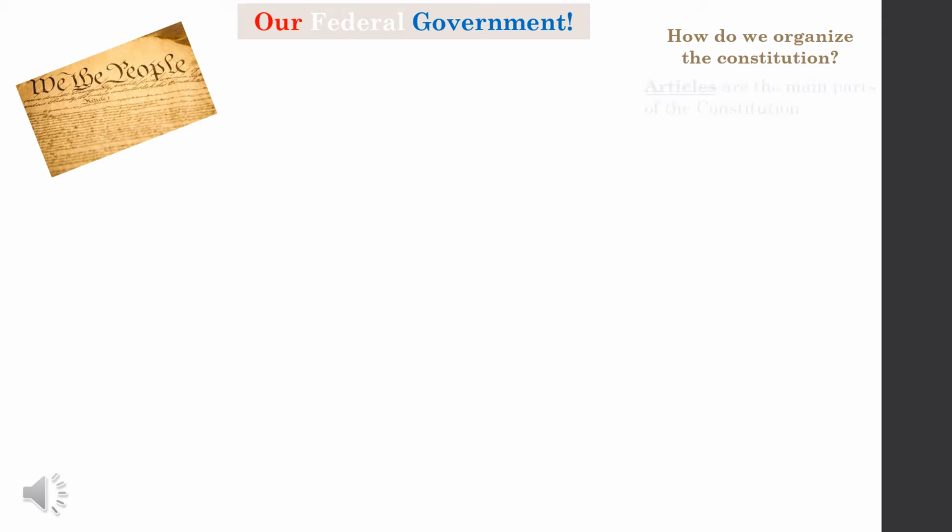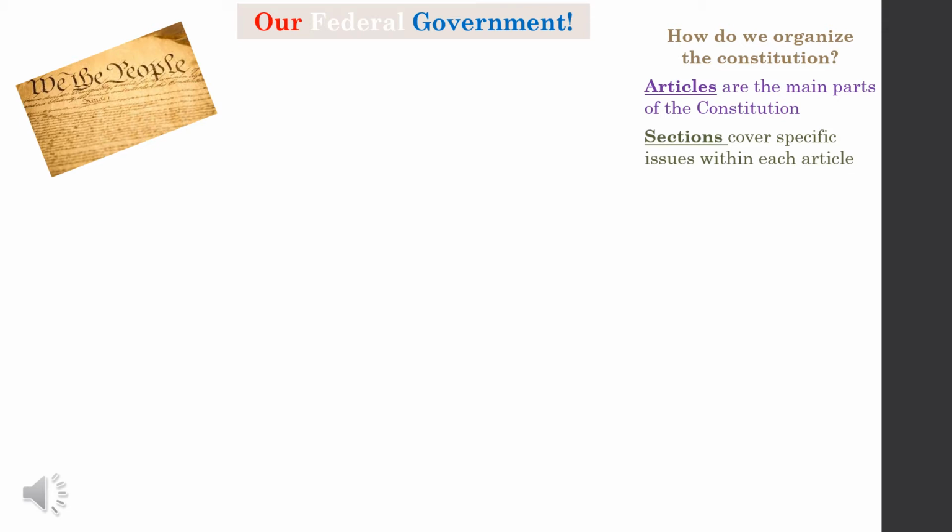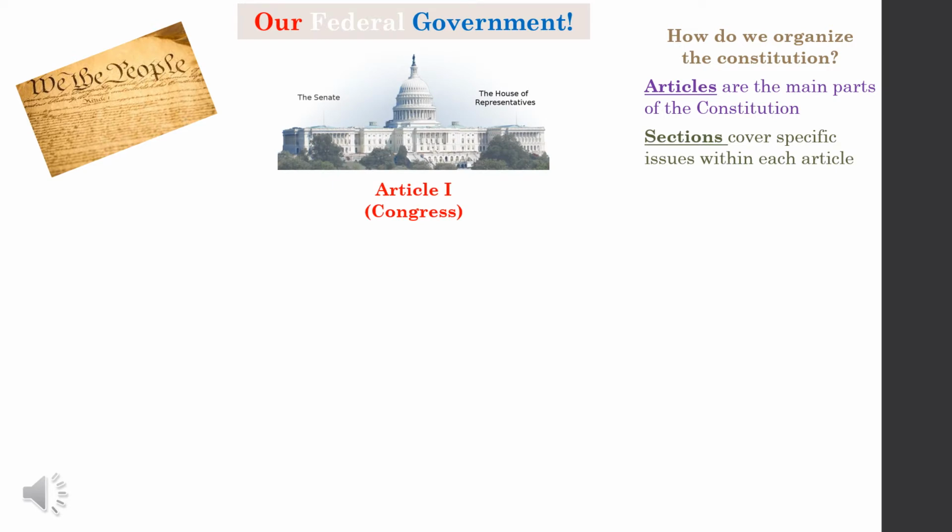We started with articles. Those are the main parts of the Constitution, and then we had sections. Those cover specific issues within each article. So, for example, you already learned about Article 5. That's the main section on how to amend the Constitution. Today, we're going to talk about the first 3 articles of the Constitution, which set forth what our federal government looks like. And we start with Article 1, which is Congress.